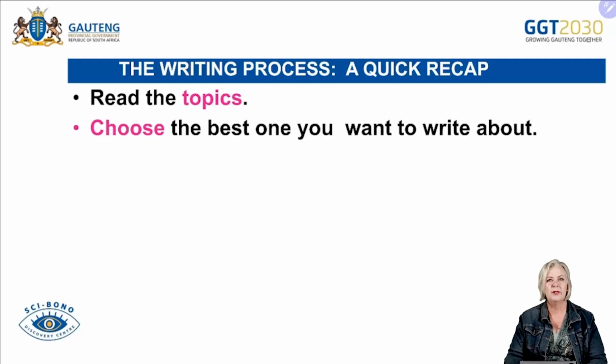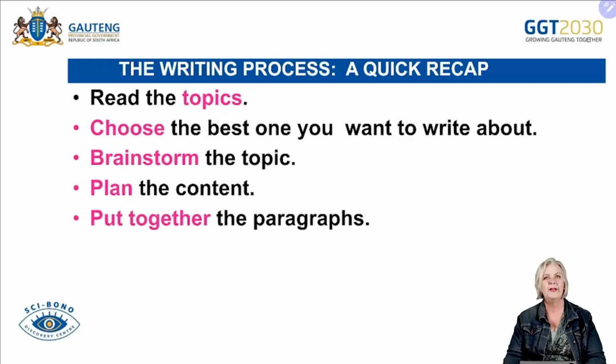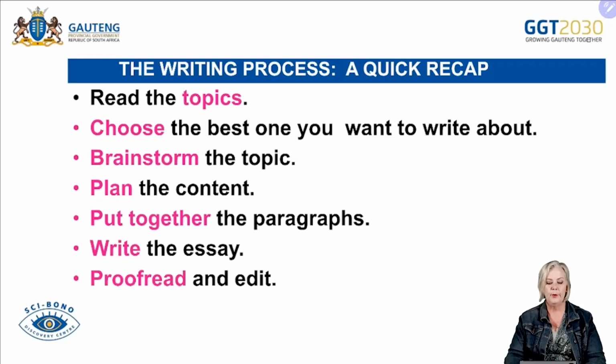So when you get your question paper and you've gone through the information, you get to the topics. And let's take a look at section A. The first thing you do is you browse through the topics quickly, and then you choose the best one you want to write about. You brainstorm the topic, you plan the content, you put together the paragraphs, and then you write your essay. And the final, very important step is proofread and edit your essay.